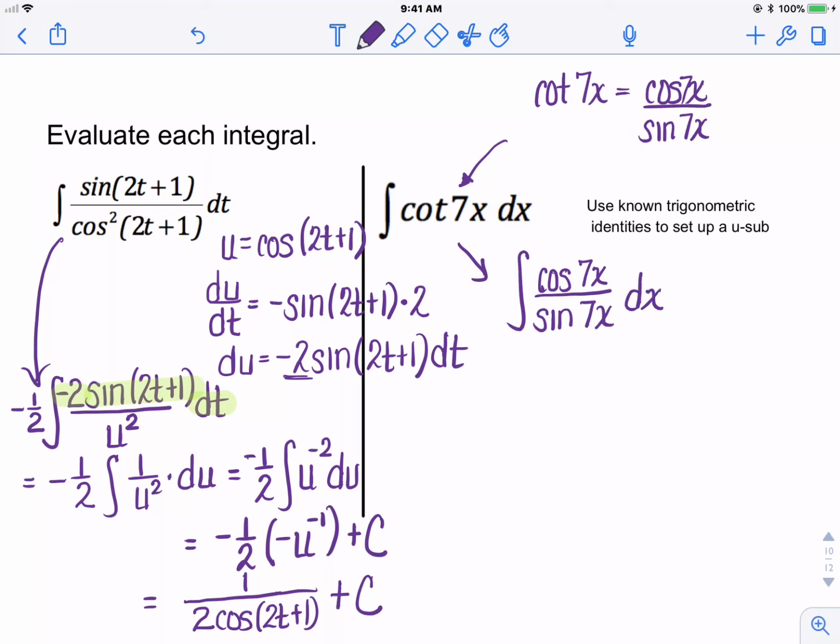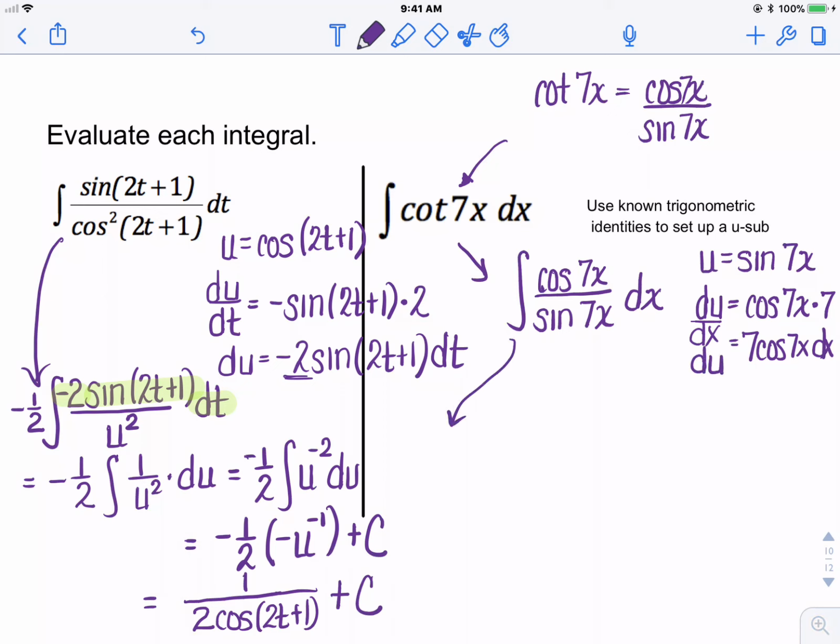So I'm going to switch my integrand to an equivalent identity. And then I often pick the one in the denominator because it's easier as my u sub setup, that if I pick sine of 7x as my replacement for u, in order to get a du in there, I will need cosine 7x times 7, or 7 cosine 7x dx will be my du replacement.